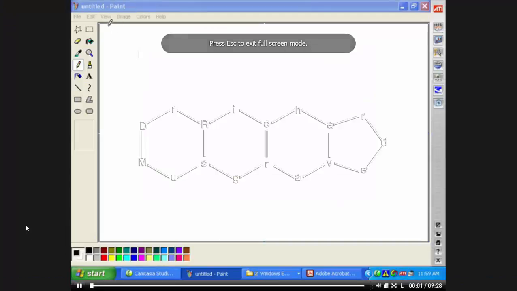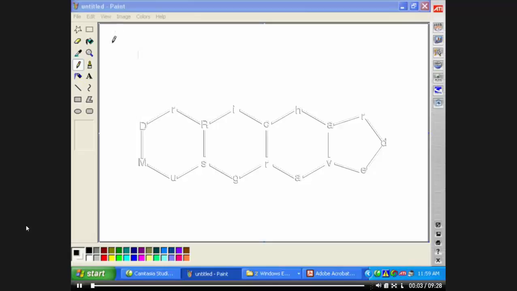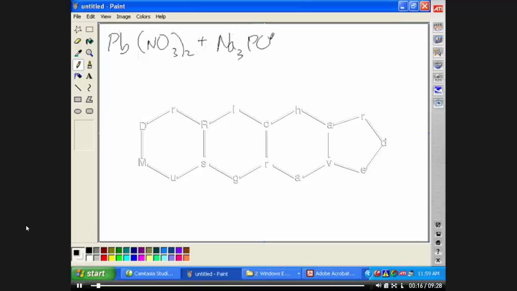Okay, welcome back everybody. We're now looking at double displacement reactions and predicting the products of those reactions. I'm going to use an example that's in the survival guide: Pb(NO3)2 plus Na3PO4. We've got to predict the products of this. Just briefly, I'll give you an idea of what's happening in the reaction.